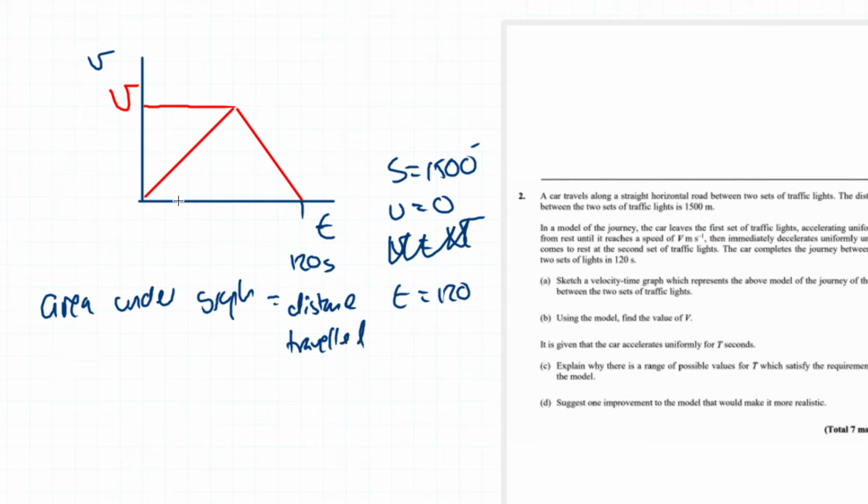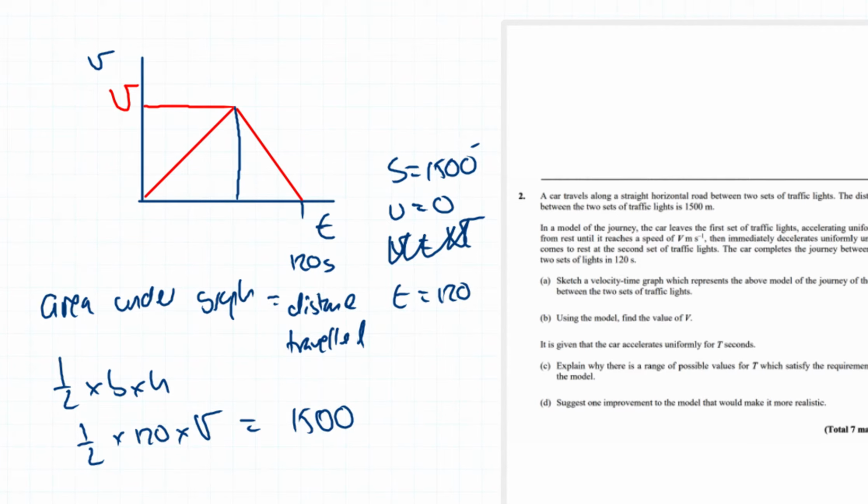So here, when we look at the area, it's going to be half times base times height, because it's the area of the triangle. So it's going to be a half. The base is 120, and the height is this value here, from top to the height, that's equal to v, and that's equal to the total distance, which is 1,500.